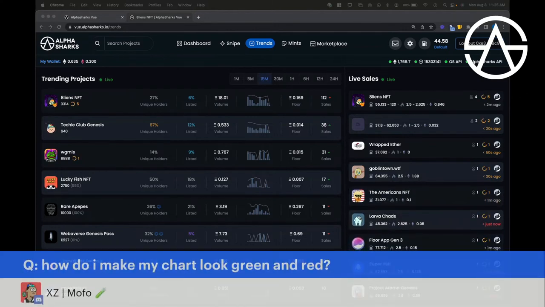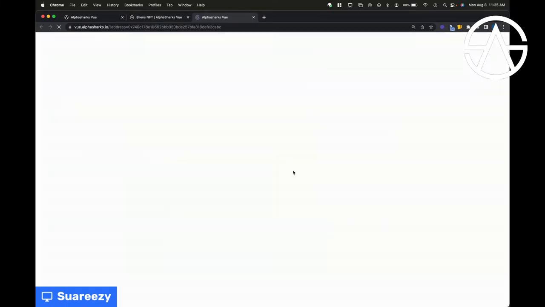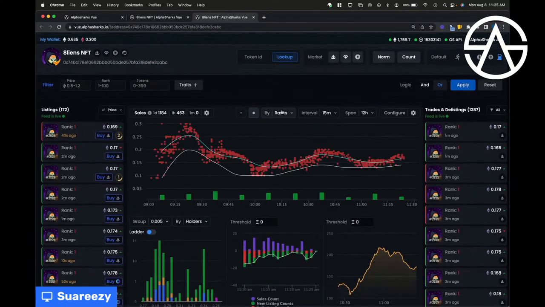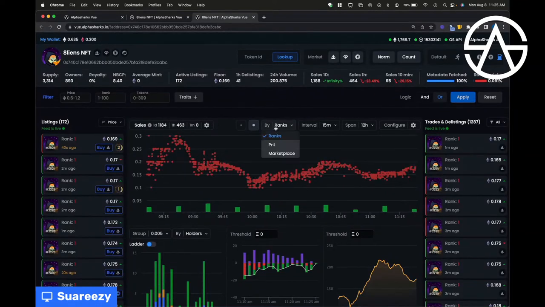Mofo, how do I make my chart look green and red? Oh, so you're going to go straight into the project, and instead of the default being by ranks, you'd want to change it to by P&L. And what this is going to show you is every green transaction is a sale that was made inside profit. Every red sale is sales that were at a deficit. So yeah, that's how you're gonna do that.